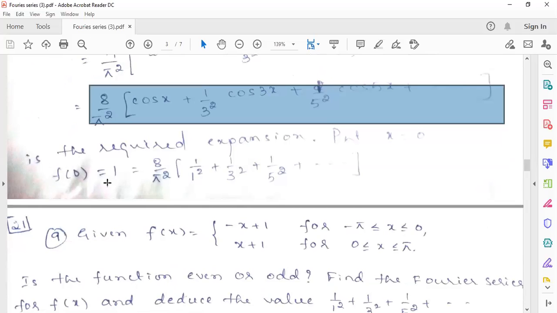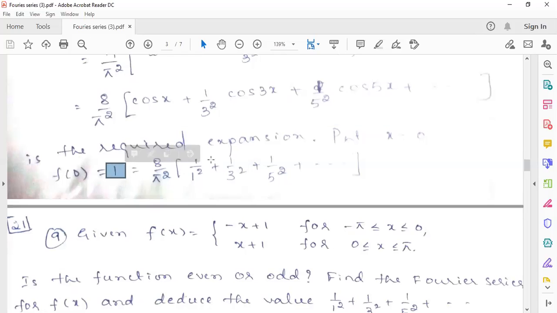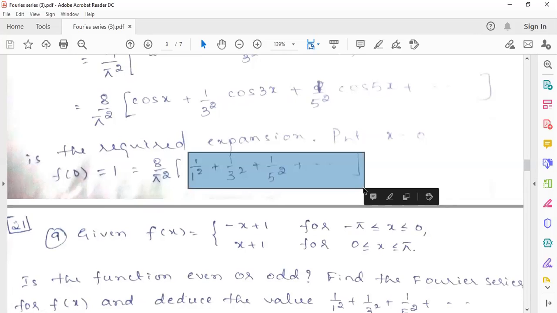If you put that value, you'll get f of 0 as 1, which equals 8 by pi square into, if you put x equals 0, cos x will be 1, then 1 by 3 square, 1 by 5 square. This is the required series. Now you cross multiply this 8 by pi square, then it will become pi square by 8. So that is the convergence value of the series, 1 by 1 square plus 1 by 3 square plus 1 by 5 square. Is it clear?